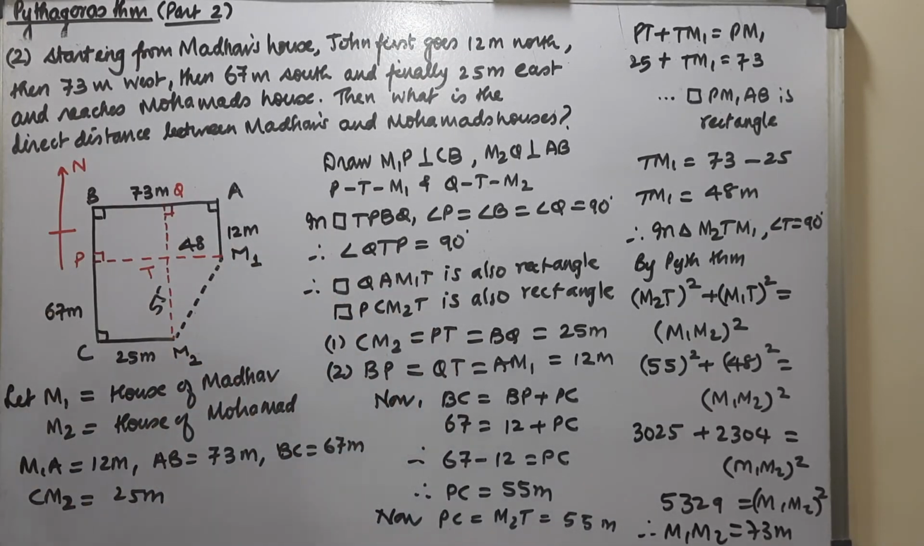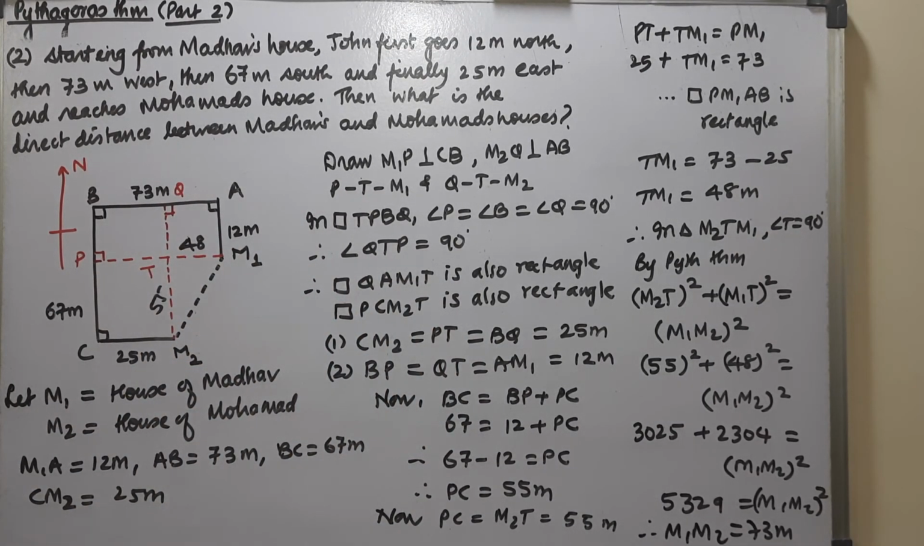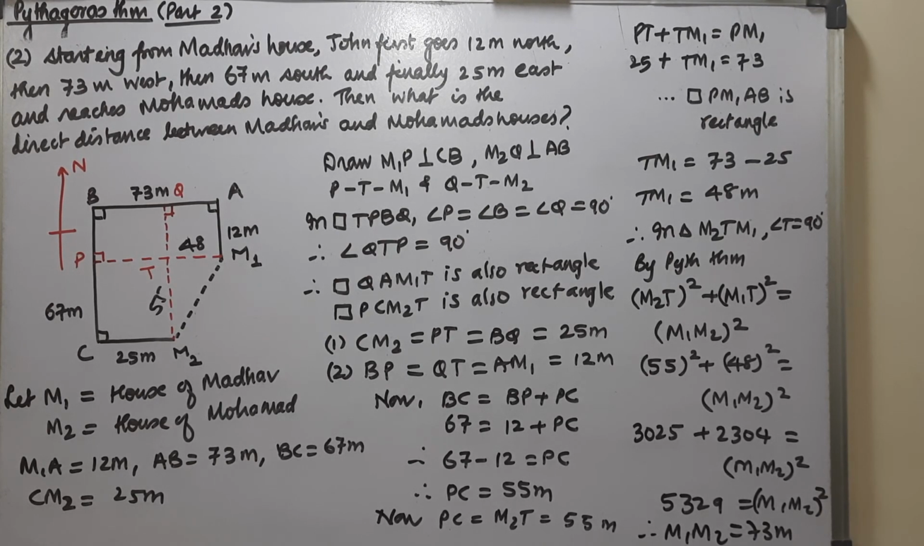The final line you have to write is that the direct distance between Madhav and Mohammad's house is 73 meter.